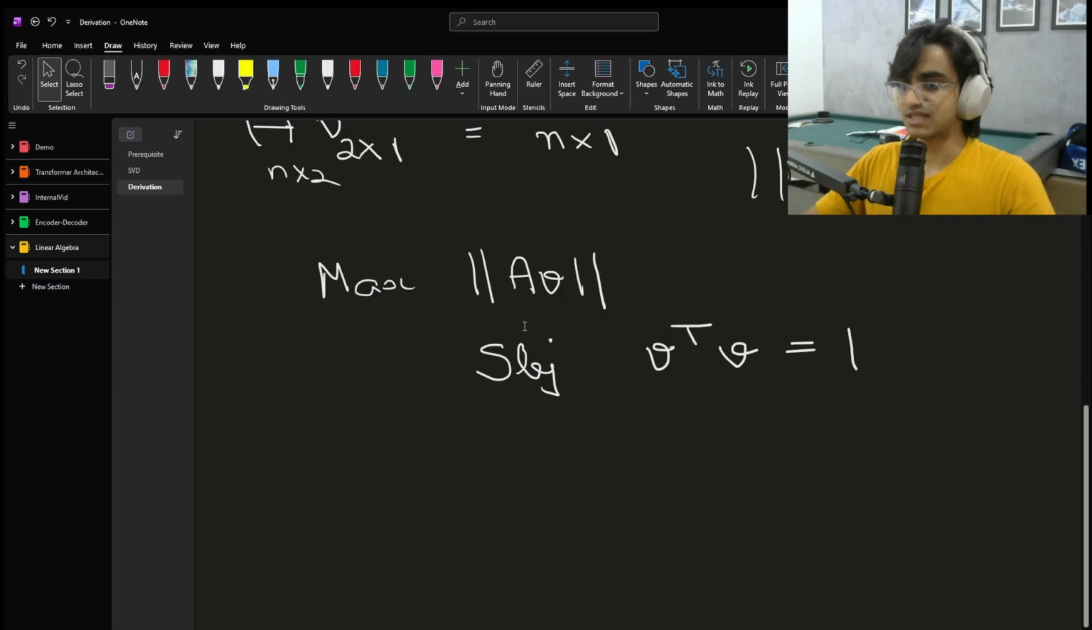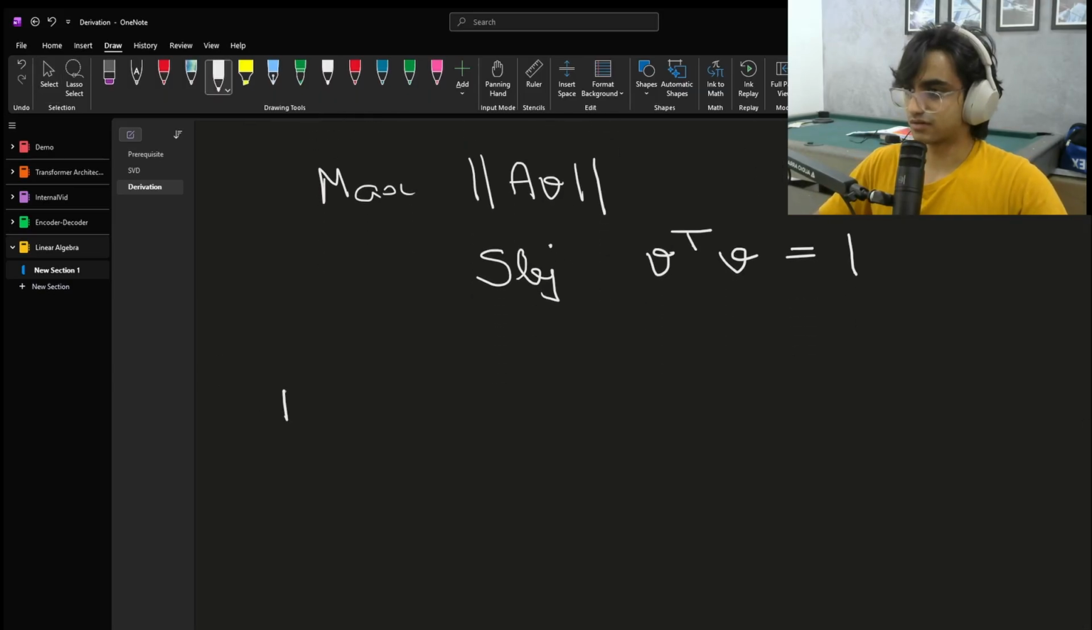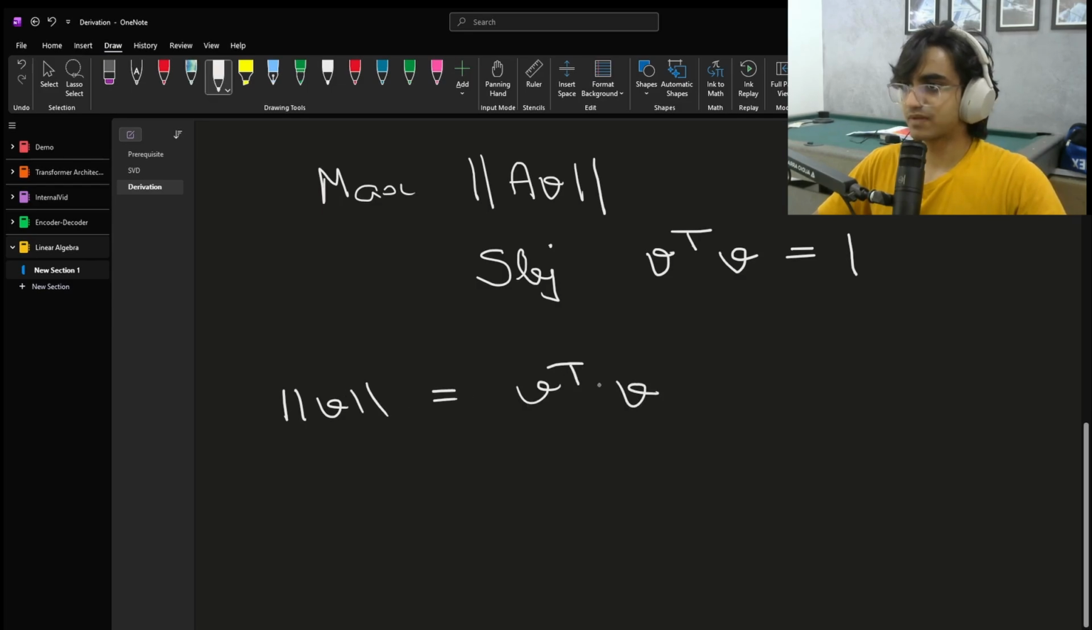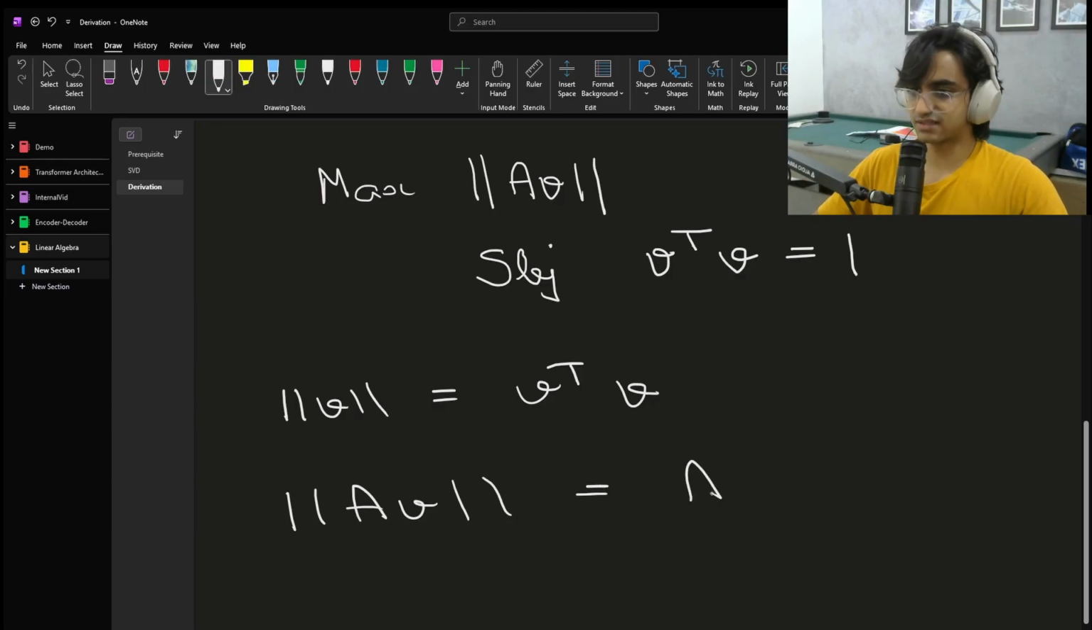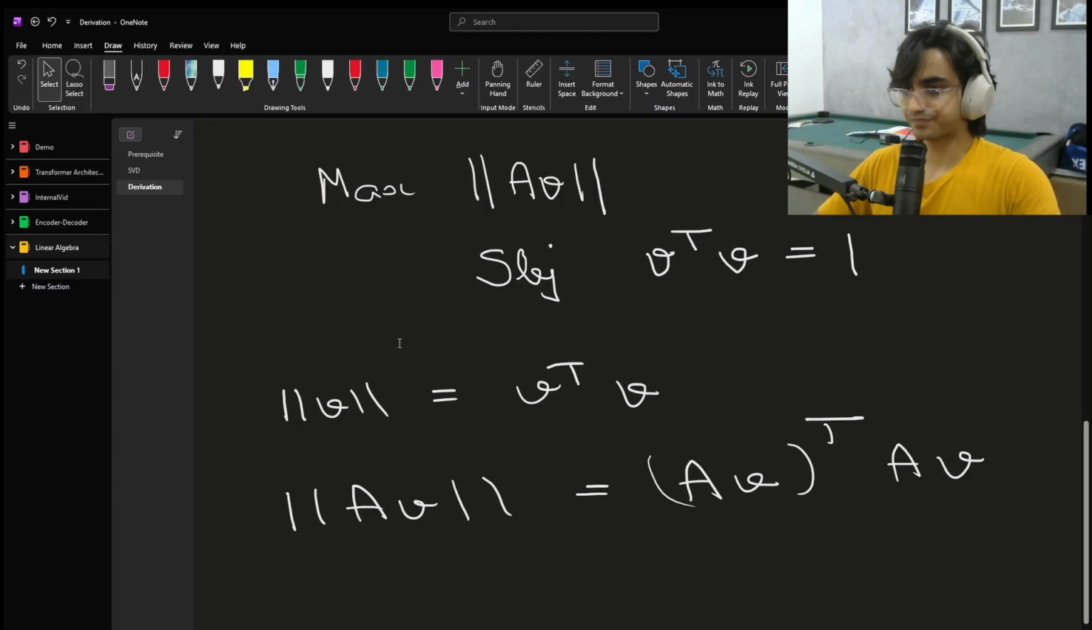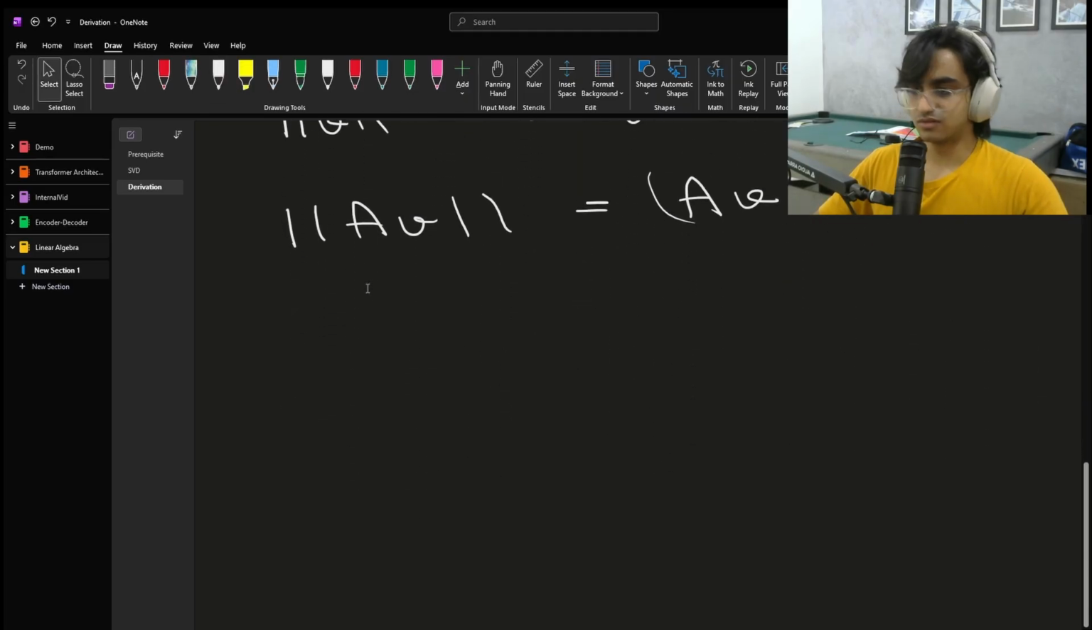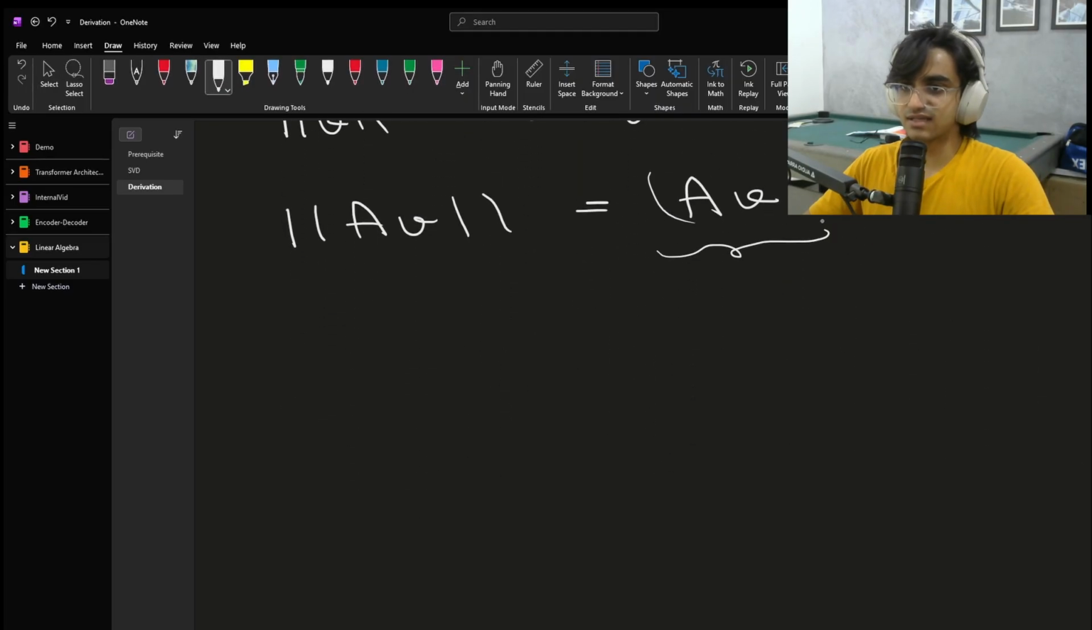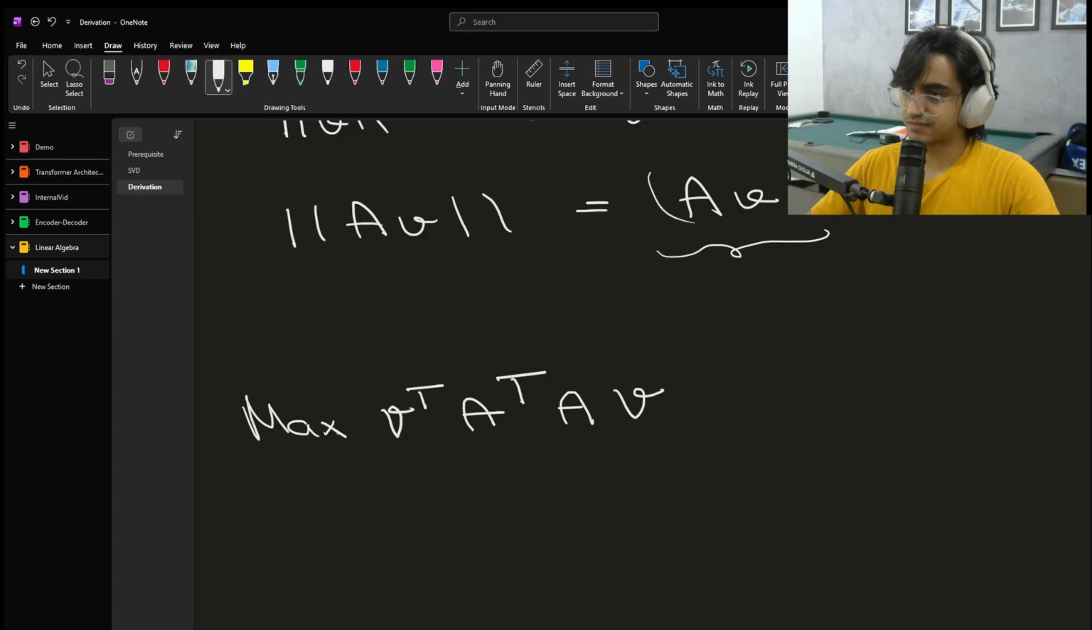So similarly, if we follow the same thing that I just showed you, to calculate the length of V, it's nothing but V transpose V. So our goal is to maximize AV. So we can simply rewrite this as AV transpose AV. When we have something like this and we have a whole transpose, we have to invert the order when expanding it. So it'll be V transpose A transpose AV. So our goal is to maximize this.